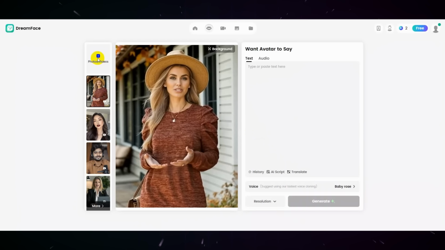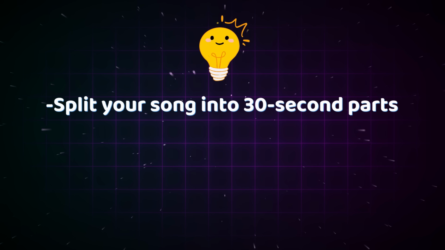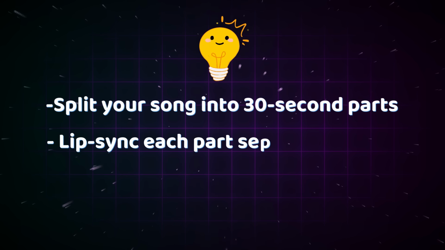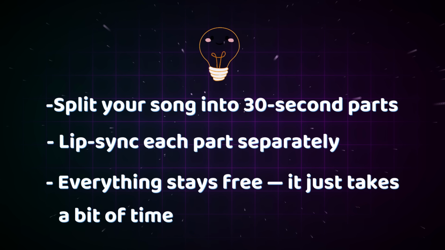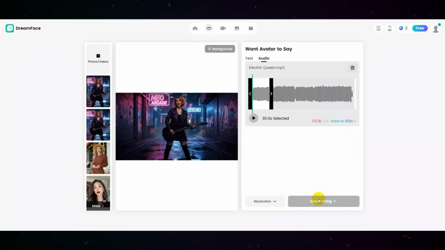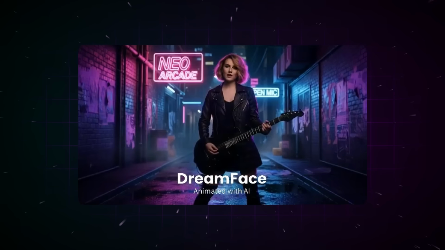But the solution is simple. Split your song into 30-second parts. Lip sync each part separately. Everything stays free. It just takes a bit of time. Click Generate and your video will be ready quickly. Then download it. The result looks amazing.